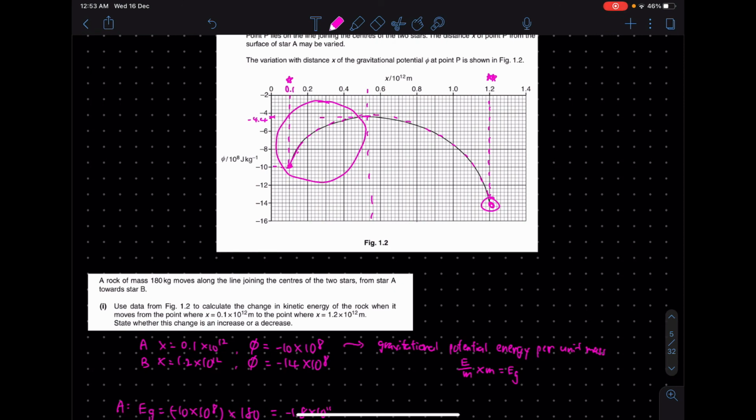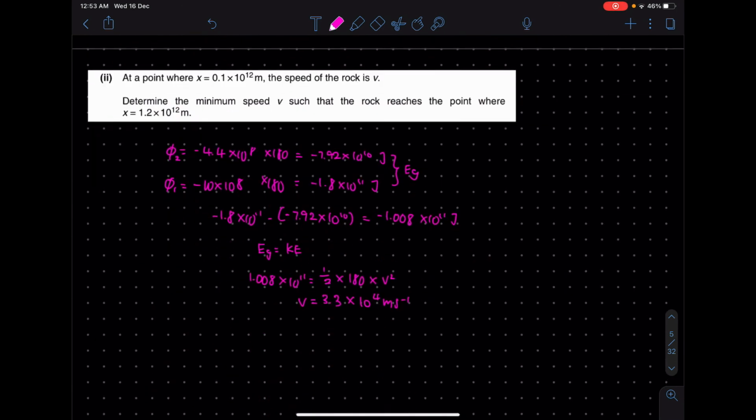And the reason why we don't need to calculate the difference between this part and this part is because we're calculating the minimum speed, which means we do not need to throw the rock directly towards the end of the star. Rather, we just need to help the rock exit this star's gravitational field and enter the other star's gravitational field, so that it can slowly travel towards the star by being attracted to its gravitational field. And that is how we can find the answer.